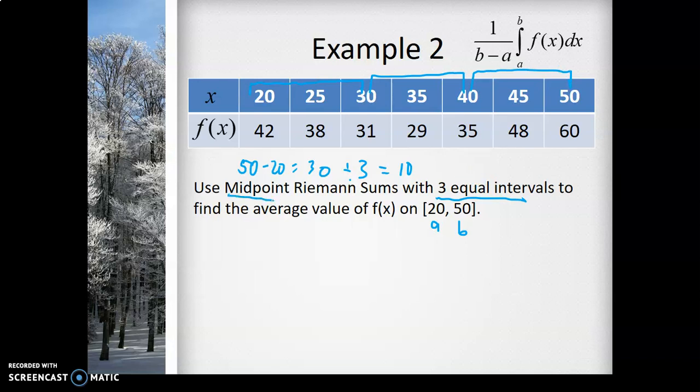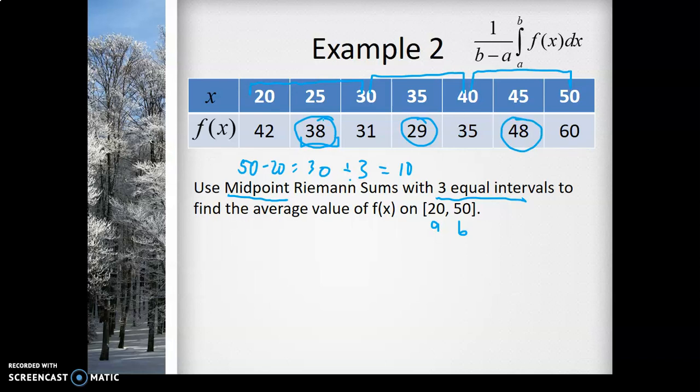And since I'm doing a midpoint Riemann sum, I'm going to use the middle y value. So the midpoint of 20 and 30 is 25. I don't use 25, I use 38. Now remember, we're not averaging 42 and 31. That would be the trapezoid sum. We're just using the midpoint. So we're going to use 38 for the first interval. Between 30 and 40, we're going to be using the y value at x equals 35, which is 29. And then between 40 and 50, we're going to use the y value at 45, which is 48.